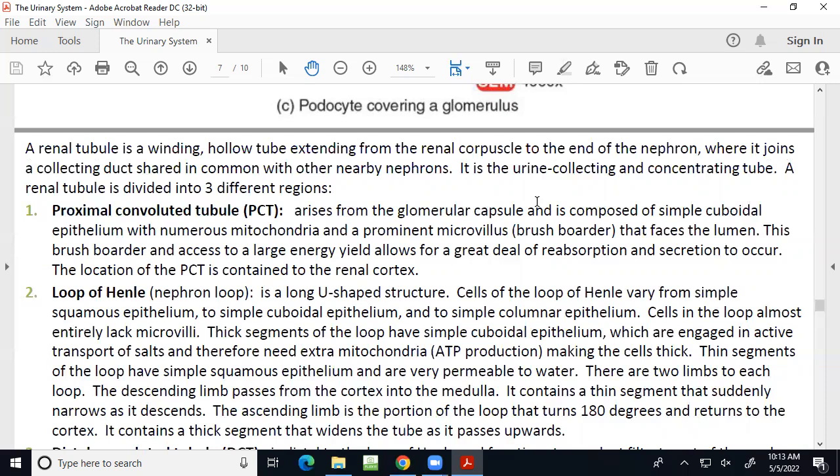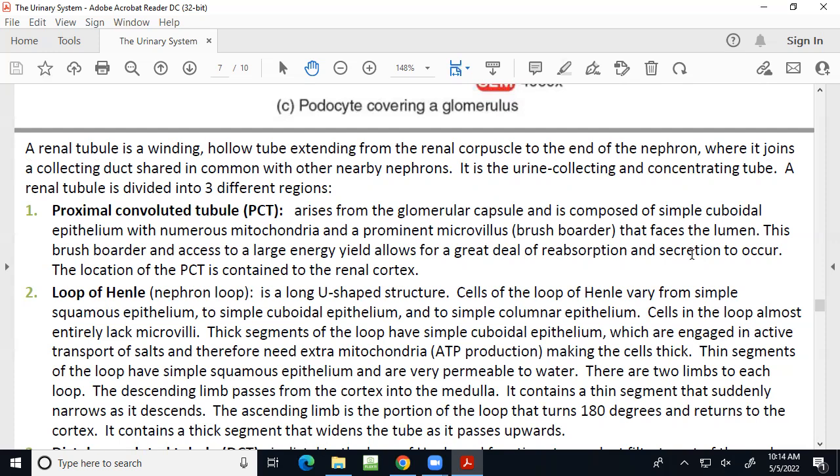The opposite of that is secretion, which is where you're pushing stuff from the blood into the tubule. So that stuff that's secreted becomes a component of the filtrate and eventually will be urine.